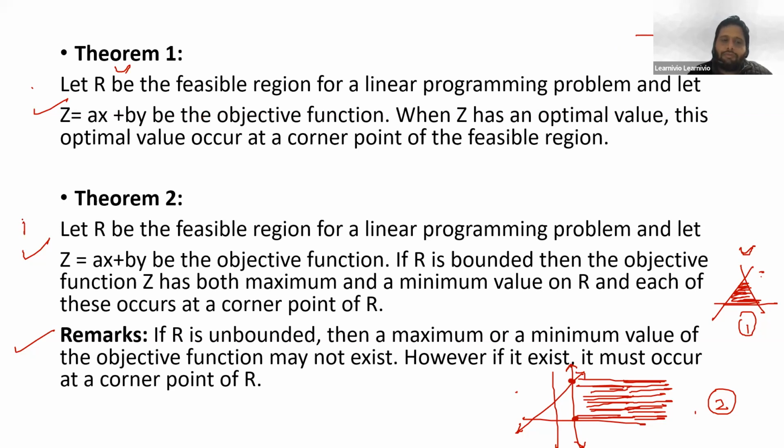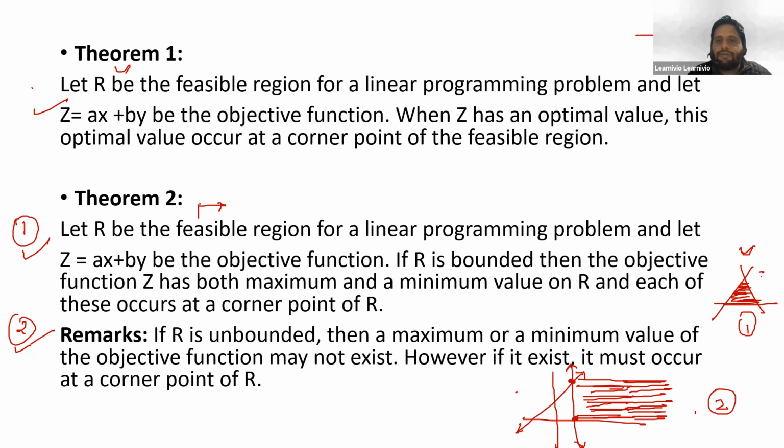Now the second theorem. In the second theorem, we have two parts, one and two. The first is for bounded. What is bounded? See here, your feasible region is bounded. Check here, it has the boundaries. If your feasible region is bounded, then it is confirmed that it will have a maximum and minimum value, and these will always occur at the corner point. So in bounded, maximum and minimum will always occur, and that will occur at the corner point.